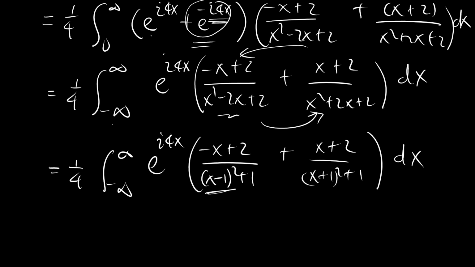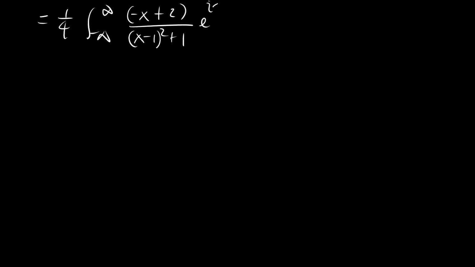We can look at this part here. Let's just maybe rewrite this into 2. Our integral now is a quarter, infinity to infinity, of negative x plus 2 over x minus 1 squared plus 1 e to the 4x plus 2 over x plus 1 squared plus 1.